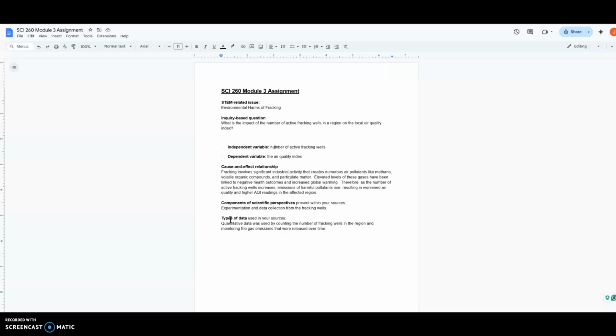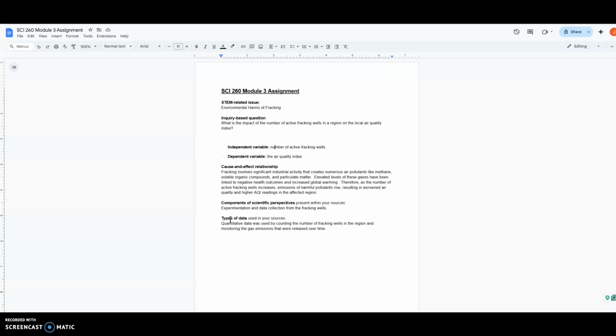And then the types of data can either be quantitative or qualitative. Sometimes it can even be both. Quantitative data is any kind of mathematical calculations, like data tables. So for instance, in my source, we were counting the number of fracking wells and monitoring the gas emissions. So there's lots of numbers involved in that. Whereas qualitative data is more like looking at things that can't be quantified, like a color change, or a thing that doesn't produce any kind of numbers.